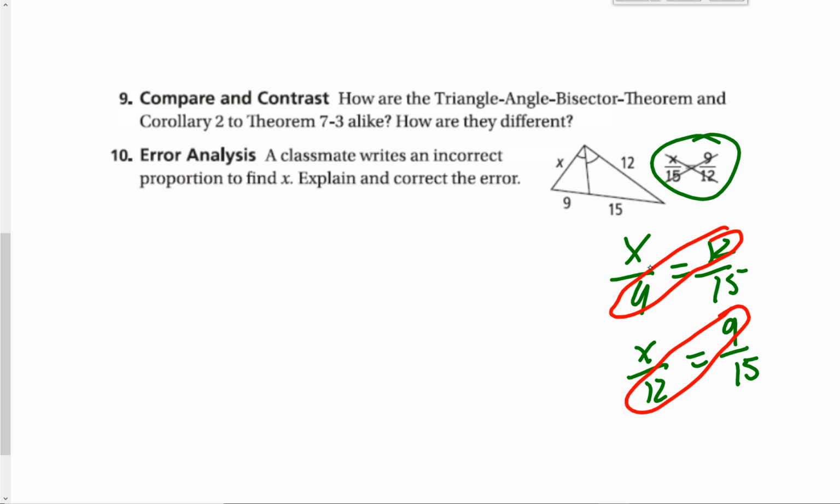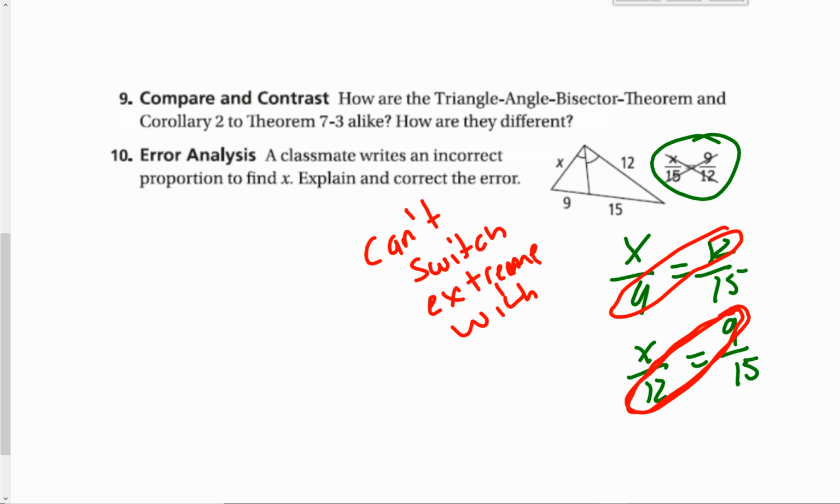We had those properties, right? We can switch those, but we can't switch 12 and 15. We can't switch their places. So we can switch means, or we can switch extremes, x and 15. That's fine, but we can't switch an extreme with a mean. Okay, that's why. Yeah, I don't know what this theorem 7.3 is, so I can't answer number 9. That means you don't have to either.